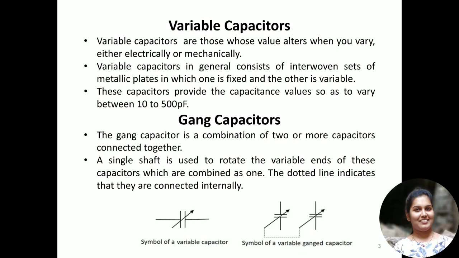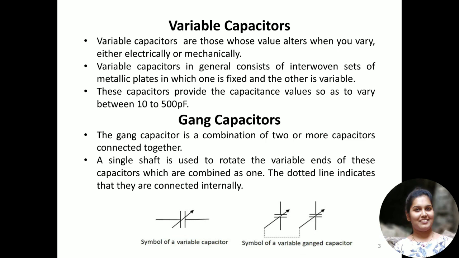So variable capacitors, as the name suggests, similar to the resistor, are capacitors whose value alters, that is changes, when you vary either electrically or mechanically. If you change it electrically, one kind of name is given. If you change it mechanically, another name is given to it. So you can change either way, electrically or mechanically, the capacitance value can be varied. The capacitors whose value can be varied are called variable capacitors.